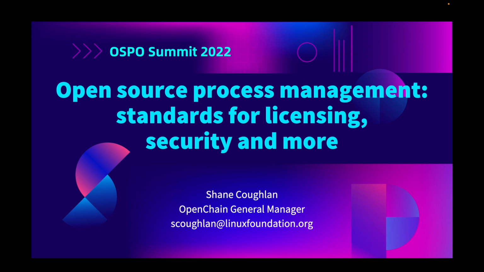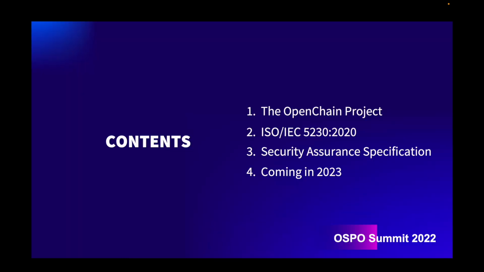Now we're going to talk about this by using the example of my project, the OpenChain project. The OpenChain project is going to be our first topic, and then we're going to talk about some of the things the OpenChain project does, and then we're going to talk about what's coming next year. So we'll have an overview of the OpenChain project. We'll have an overview of the ISO standard for open source license compliance that the OpenChain project maintains. We will have an overview of the security standard that the OpenChain project maintains, and then we'll talk about what's going to happen next year.